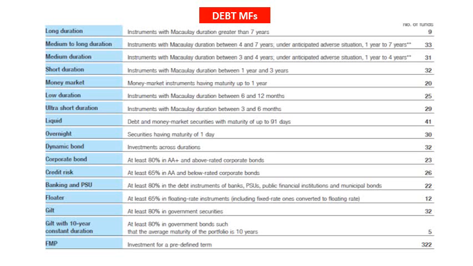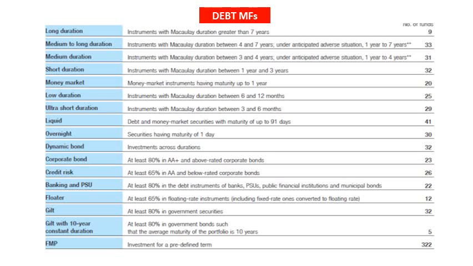The next one is credit risk. Here they are putting 65% in AA, not AA plus. The remaining they can put as per their wish. Here also around more than 20 funds. Credit risk has 26 funds and corporate bonds 23 funds available in the market. Banking and PSU, the name itself indicates, 22 funds are available. They will put mostly in banking and PSU banks.